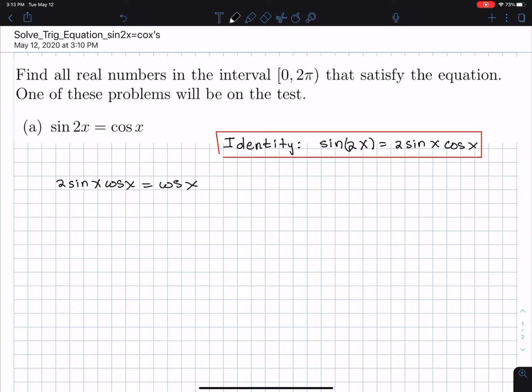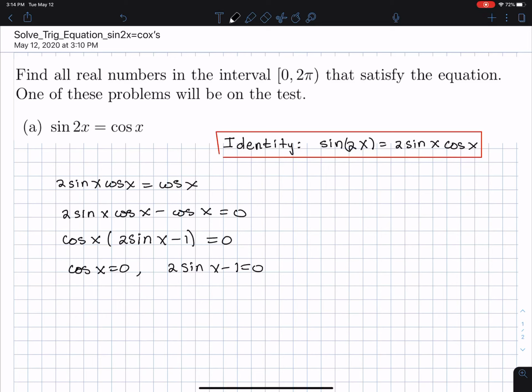And so what we need to do then is bring everything to one side through subtraction, and then we need to factor. All right, so I have cosine x is equal to 0. That's one possible solution. 2 sine x minus 1 is equal to 0. And this then gives us sine x equals 1/2.